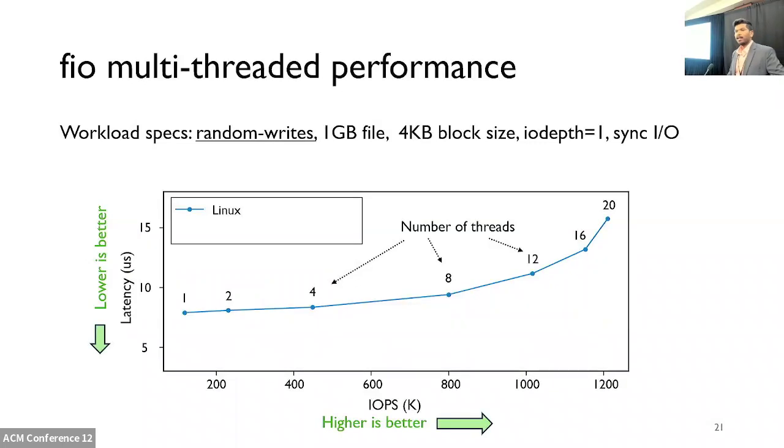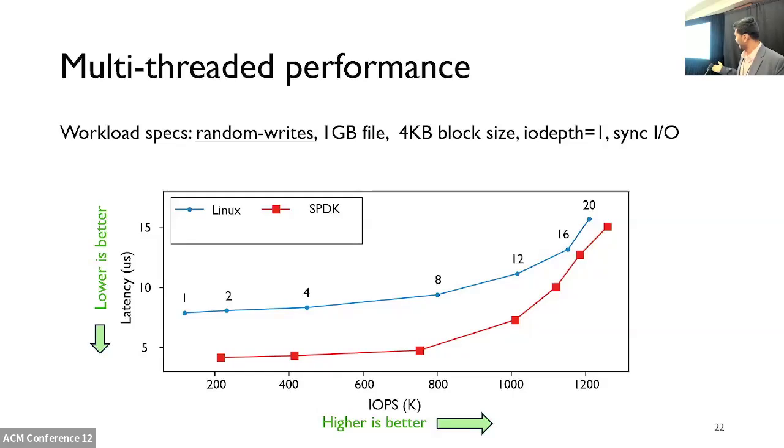We also did an experiment on multiple threads. The graph is very similar, but along the x-axis, I show the number of IOPS, and I write the number of threads for each data point. So the blue line is for Linux. As expected, with SPDK, the latency goes down significantly and the IOPS increases.